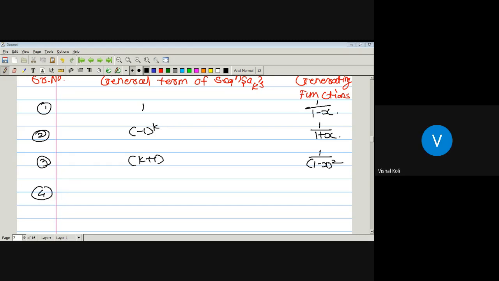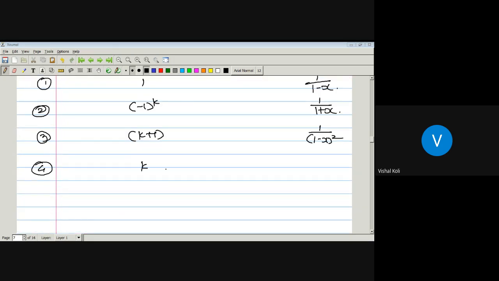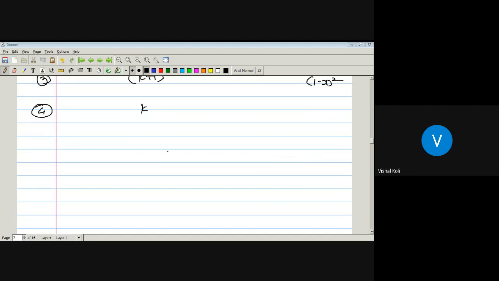Now the fourth one, if it is k, then its first term will be 0, and k is running from 0 to infinity. Then what should be the sequence? The sequence is nothing but 0, 1, 2, 3 and so on. So what is its generating function?